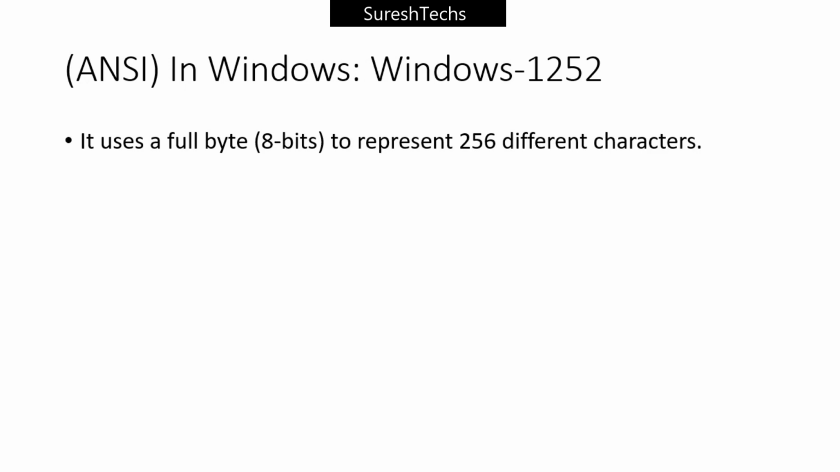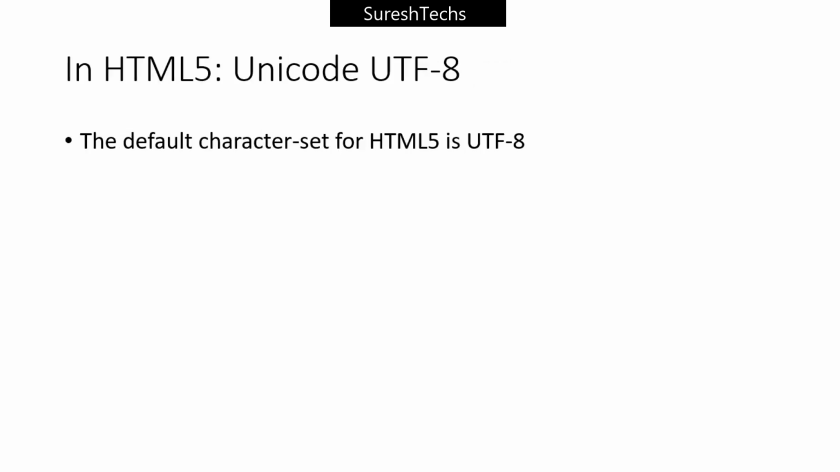HTML4 used ISO 8859-1 in the initial days as its character set. But later on, HTML4 supported UTF-8. So what do you mean by UTF-8? UTF-8 stands for Unicode Transformation Format, and this Unicode Transformation Format 8 covers almost all the characters and symbols in the entire world. So that's why the UTF-8 char set is very important.